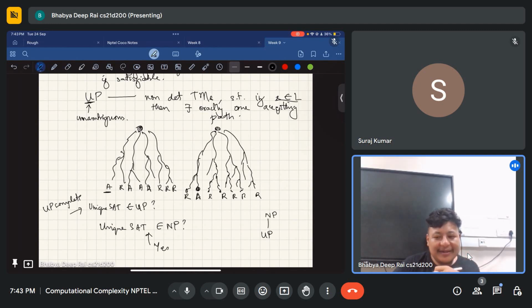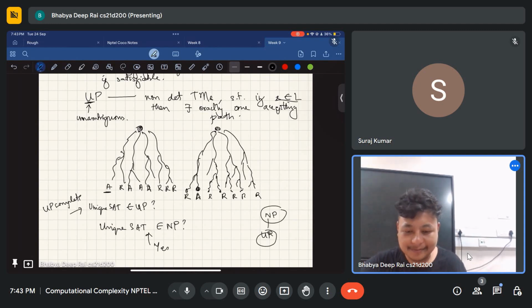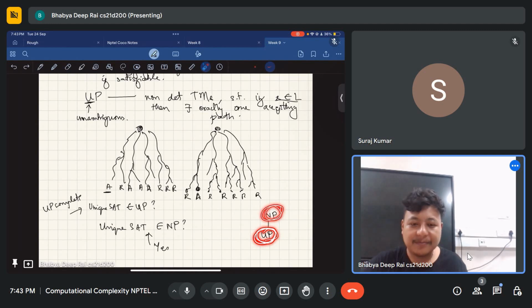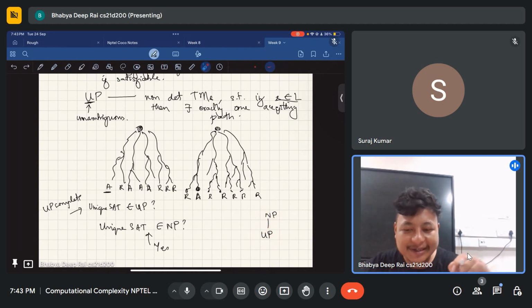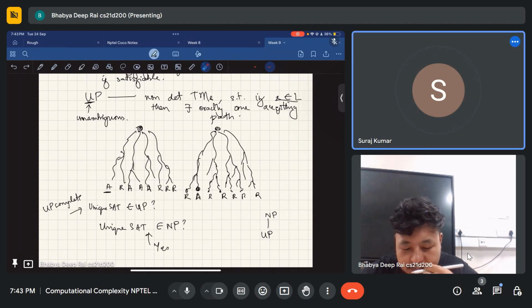It probably means that unique SAT is weaker than SAT, right? Because unique SAT is here and SAT is here. Although the containment is not known to be strict, we know unique SAT is here and SAT is here. So it looks like unique SAT is weaker than SAT, right? Yes, right.